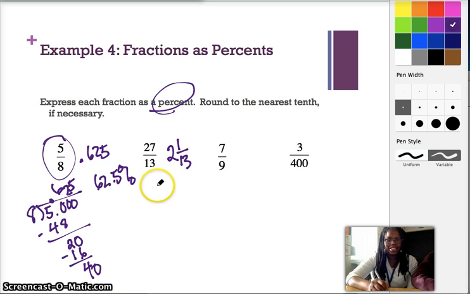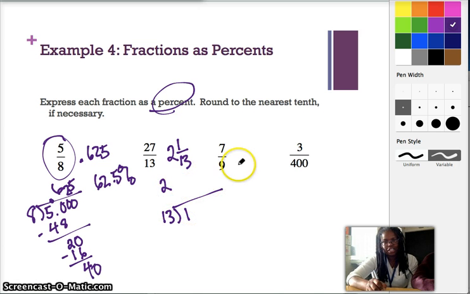So what I know is that I already have 2. I just need to figure out what this fractional part is. So I'm going to divide 13 into 1 to figure out what the decimal is, and then I'll move the decimal over 2 spaces, and I'll have the percent. So you see this is a big percent. It's going to be over 100. So 13 goes into 10. It really doesn't, but does 13 go into 100 or 1,000? So we're going to do what we can.